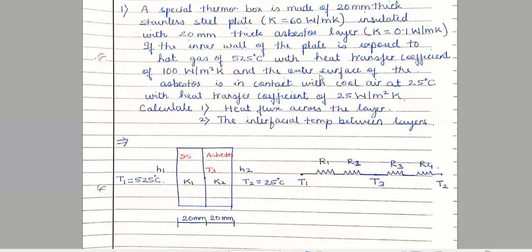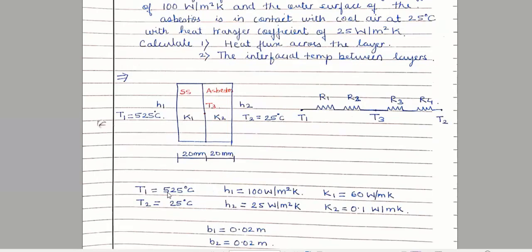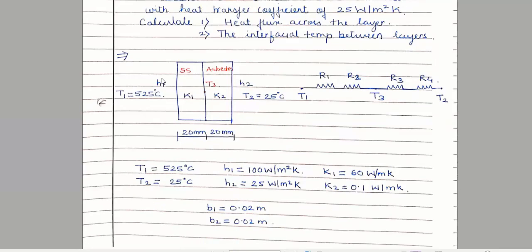Okay, so now we will move forward. So what is the first step? Your first step is to write the given. You're supposed to draw this block diagram. Then you're supposed to write the given T1, T2, K1, K2, H1, H2, and the thickness. The thickness of both is the same. It's not a worry. So we are all set now.